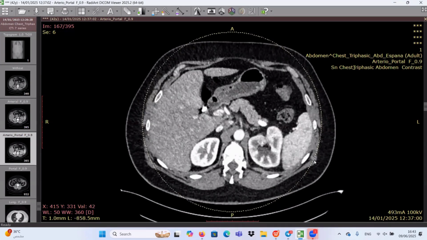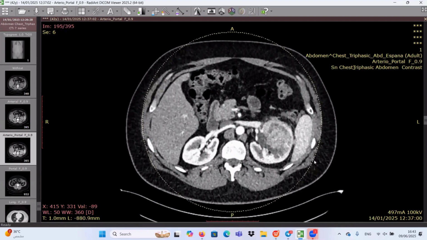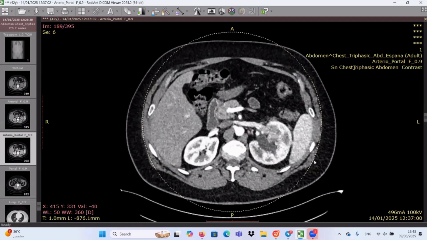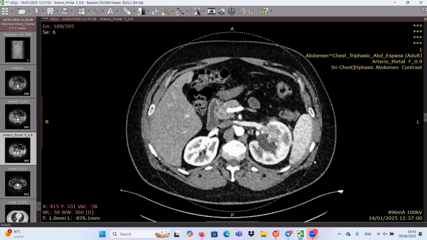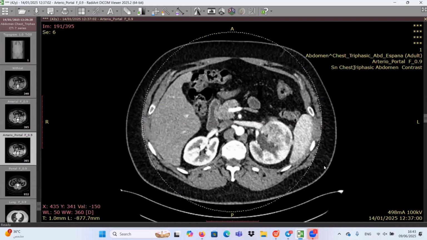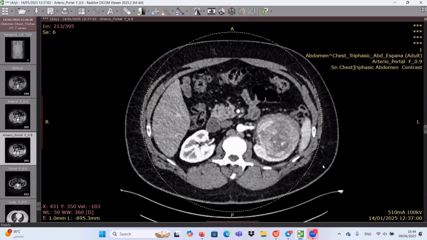There is evidence of non-enhancement in the proximal part of the left renal vein. However, the rest of the renal vein appears normal. Agree, the main renal vein itself is normal, but there is some area of non-enhancement in the part where it is entering the kidney, adjacent to the mass lesion.